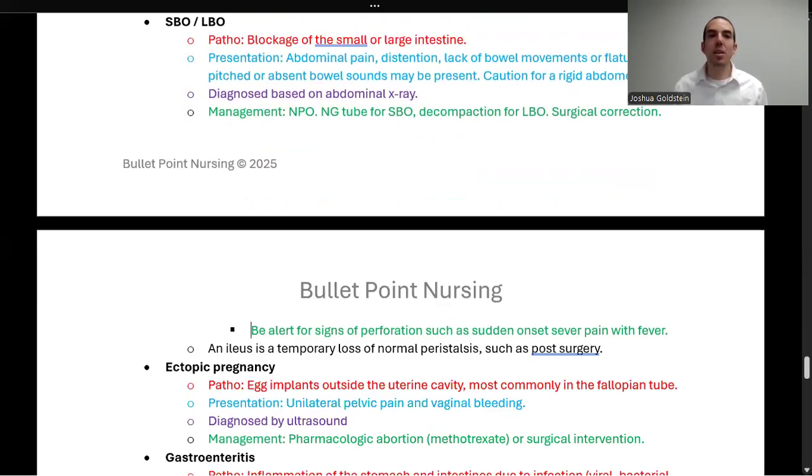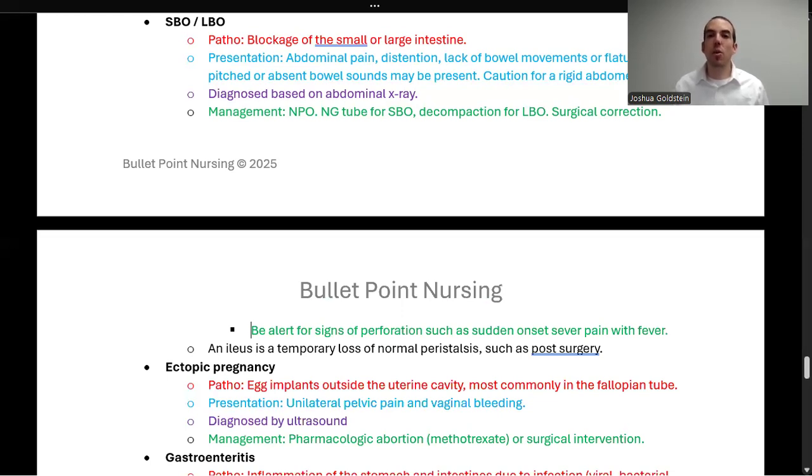Next, we have the SBO or LBO. That's a small bowel obstruction or a large bowel obstruction. The pathophysiology is exactly what it sounds like. The presentation is going to be abdominal pain. They may have abdominal distension. They may have early satiety, which means that they feel full very soon after eating just a little bit. They may have a lack of bowel movement, a lack of bowel sounds. They may have a lot of different signs and symptoms that are very specifically associated with SBO and LBO that are listed here. Definitely know this list.